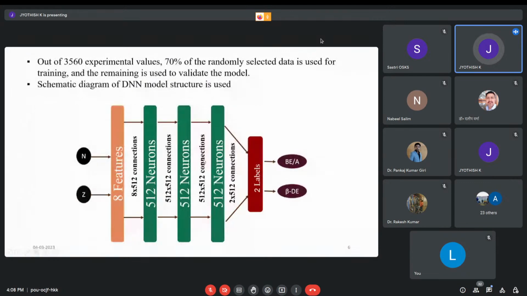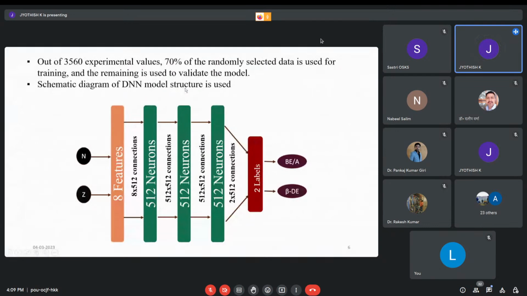This is the schematic diagram of our DNN model. It consists of two primary inputs and 8 secondary inputs, and 3 hidden layers, with each of the 3 hidden layers consisting of 512 neurons, and our two outputs, binding energy and beta decay energy. Out of 3,560 experimental values, 70% of the randomly taken data are used for training, and the remaining 30% is used for validation of our model.